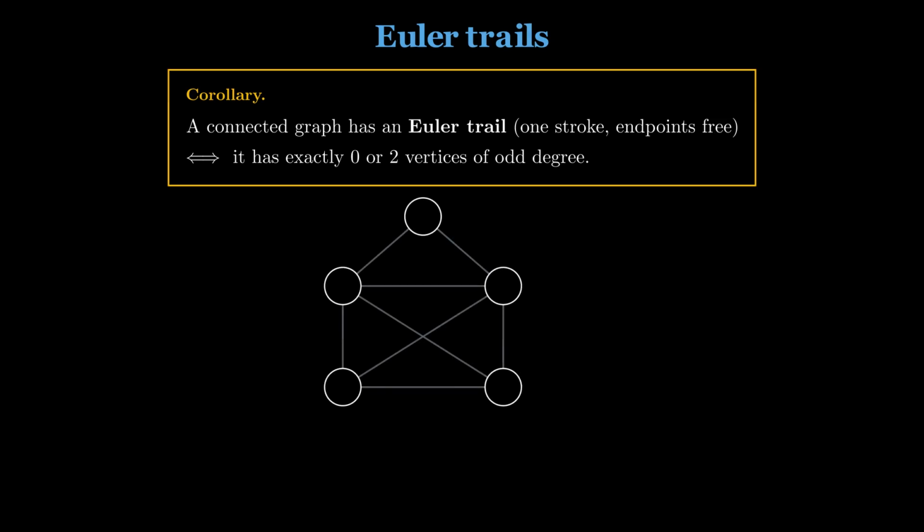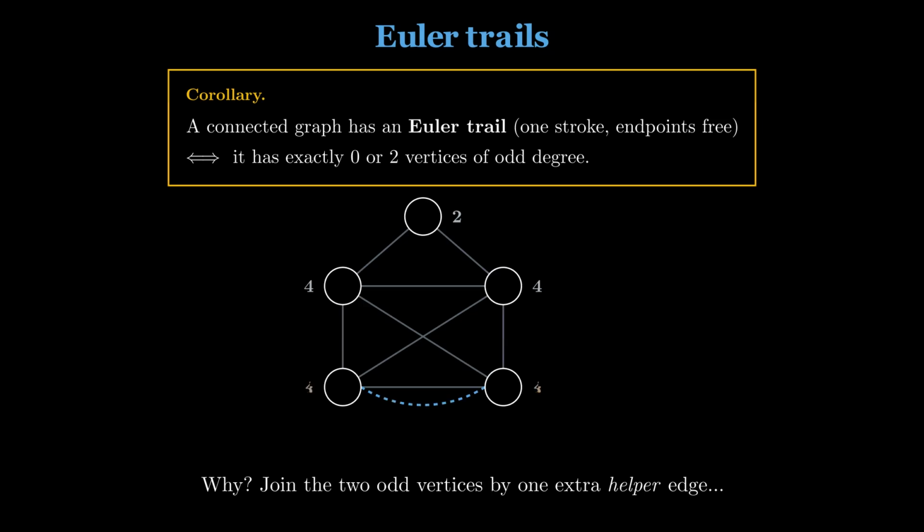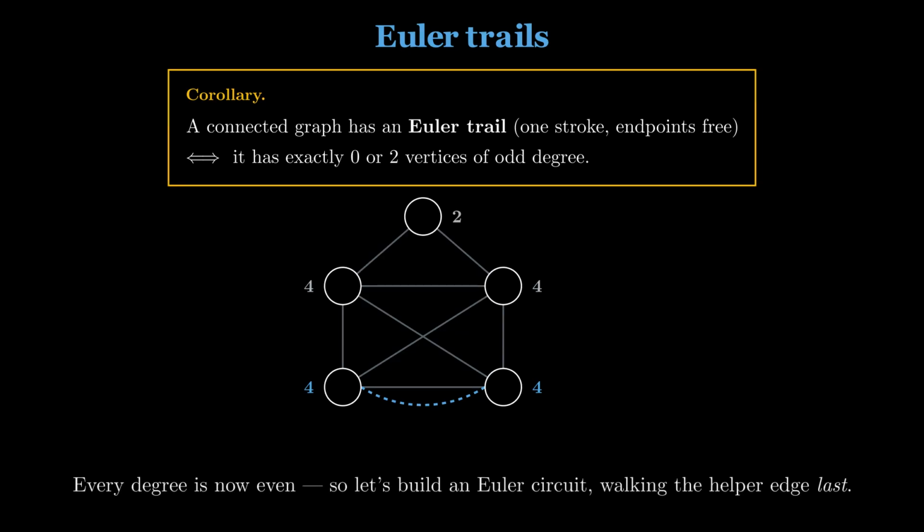Here is the classic envelope puzzle. Can you draw this figure in one stroke? Check the degrees. 3, 3, 4, 4, 2. Exactly 2 vertices are odd, the 2 bottom corners. Why does the corollary hold? Join the 2 odd vertices by 1 extra helper edge, the dashed one. Now every degree is even, so Euler's theorem guarantees a circuit. Let us build one, making sure the helper edge is the very last edge we walk.